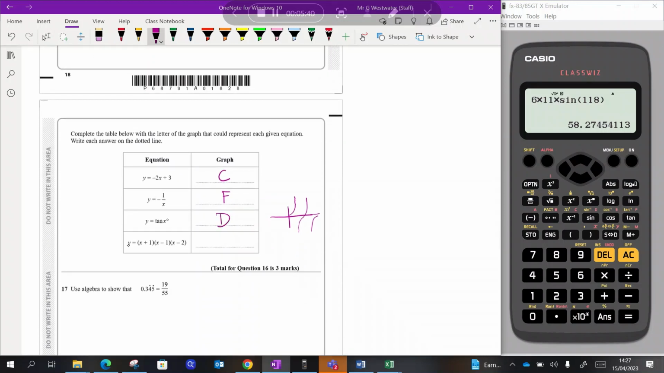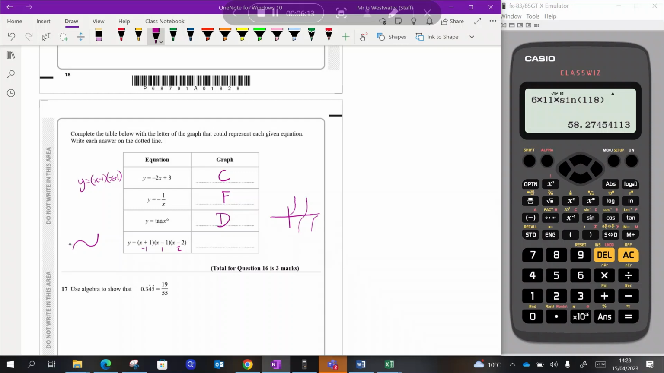And finally, y equals x plus 1, x minus 1, x minus 2. This, if you expand it all out, is going to be a cubic because you've got an x times an x times an x. So it's going to look like this sort of shape. And if you think about how we draw quadratics, if we drew y equals x minus 1, x plus 1, well, that would equal 0 when x equals 1 or minus 1. So here I know that at x equals minus 1, I've got a root, and at x equals 1 and at x equals 2, I've got a root to this.